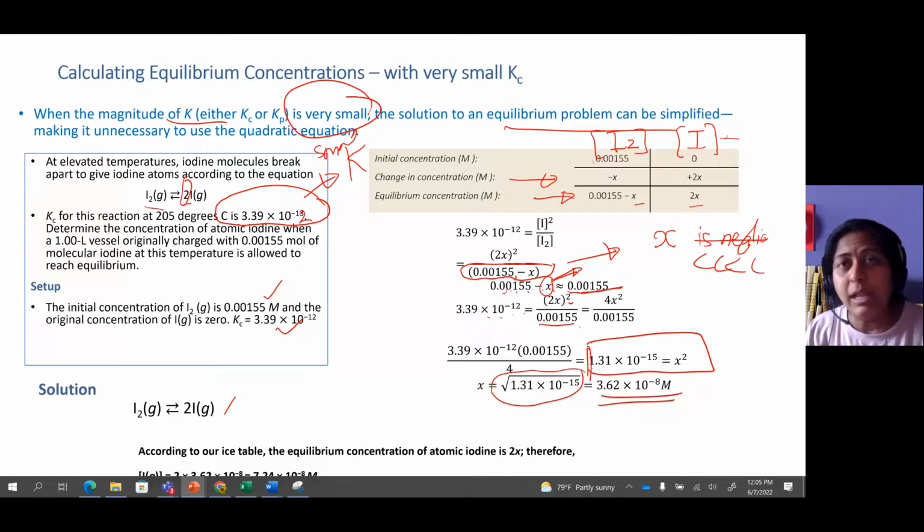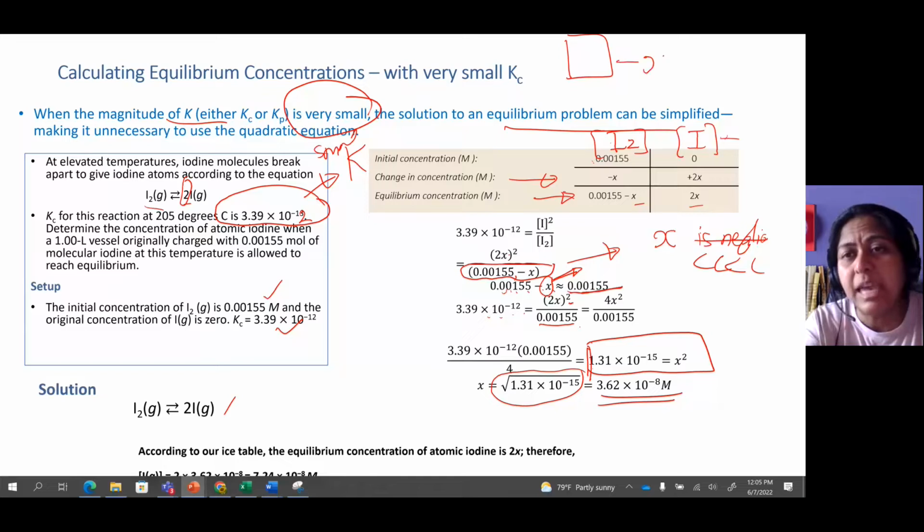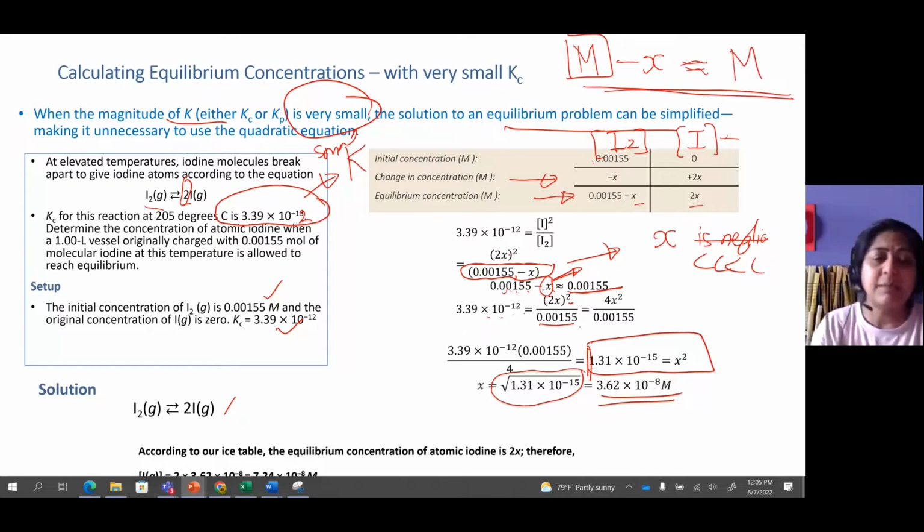When the equilibrium constant is very small, we assume that x will be a very small value. Then if we have m minus x, it will be approximately equal to m. This is the assumption that we made here. Then you can find the equilibrium concentrations of the other products like that.